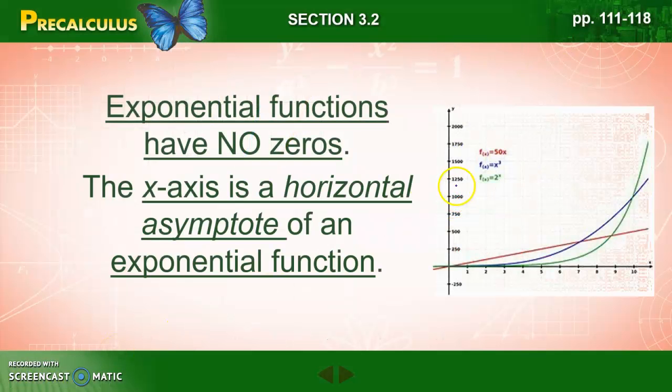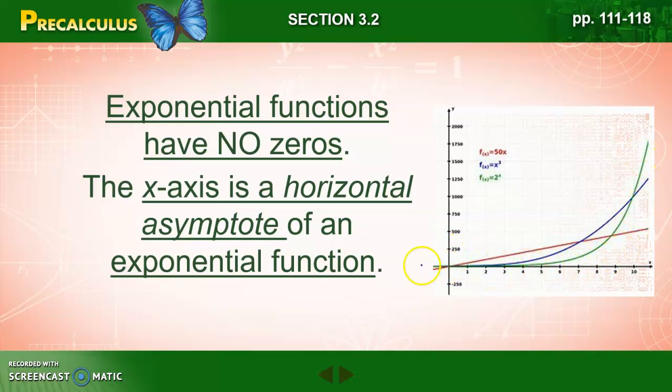So another characteristic to note. As a reminder, exponential functions have no zeros. The x-axis is a horizontal asymptote of an exponential function. Now you can see here we've got a linear function at 50x, and that does cross the x-axis. But when we add in that x cubed, you can see an x cubed function here, which is a power function, will go down. And you can't really tell on this, but it will go through the origin and start to go down here into the 3rd quadrant. However, 2 to the x power is going to stay above that x-axis.